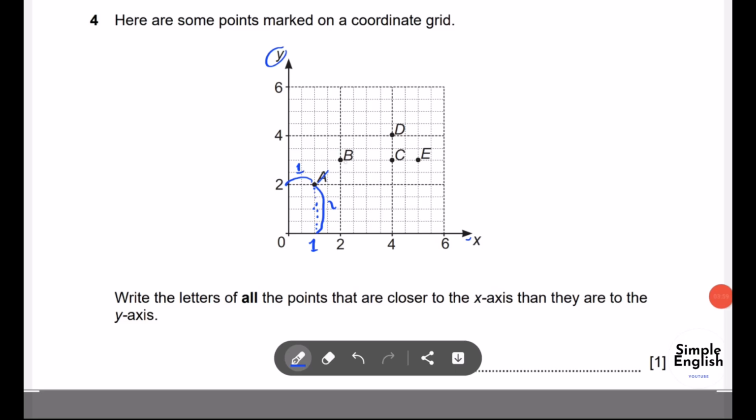How about B? The distance to the x-axis is 3, right? And to the y-axis is 2, so it's not B. How about C? The distance to the x-axis is 3, and to the y-axis is 4, so it's C, right? The first point. How about D? The distance to the x-axis and the y-axis are the same, so it's not D. How about E? Here is 5, so the distance to the x-axis is 3, right? And to the y-axis is 5, so we have 2 points. So that's C and E.